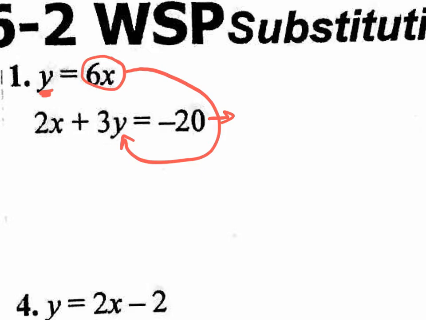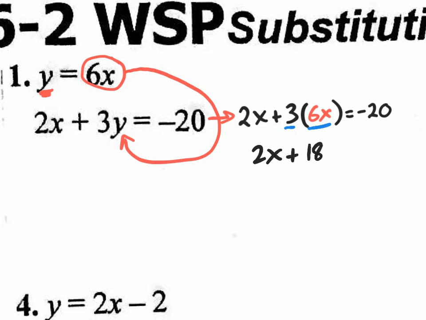My new equation becomes 2x plus 3 times y, but instead of y, I put parentheses, and I actually plug in the 6x, and then equals negative 20. And now I have an equation that I could actually solve. Let me just multiply, and then combine like terms, and then solve for x. So I'm going to multiply 3 times 6x, that's 18x. So I really have 2x plus 18x equals negative 20.